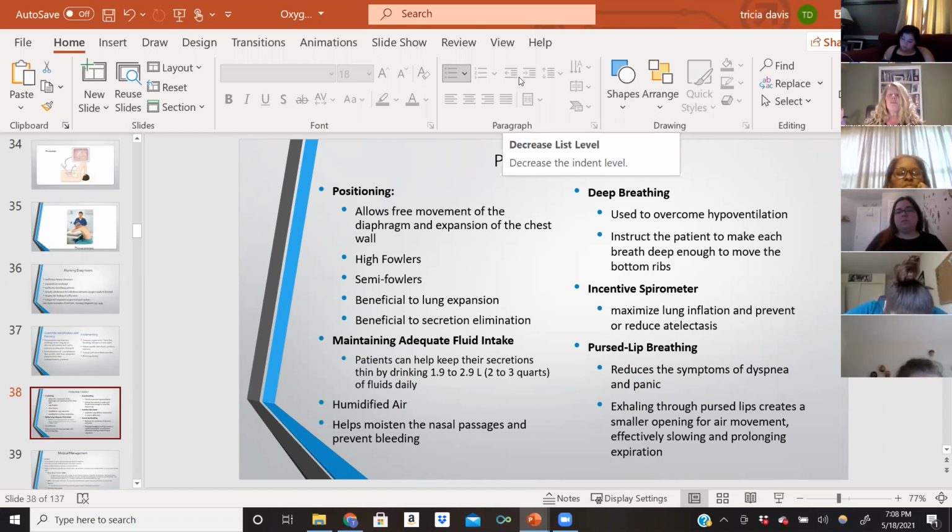And then we can teach our patient pursed-lip breathing. So we teach this to help reduce the symptoms of dyspnea and panic. So this is where the patient exhales through pursed lips. It creates a smaller opening for air movement, but then it effectively slows down and prolongs the expiration. So what they look like is they should be going like that. That's an example of pursed-lip breathing.